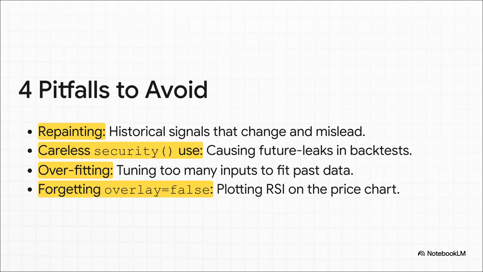First is repainting. This is a sneaky one where signals on past bars can actually change, which gives you a totally false sense of how good the indicator is. Second, misusing the security function can cause future leaks, which makes your backtests look amazing but completely unrealistic. Third is overfitting, which is when you tweak your settings to perfectly match past price action, but it fails the second you try it on live data. And lastly, a simple one, forgetting to set overlay equals false for things like RSI, which just squishes it onto the price chart where it's unreadable.